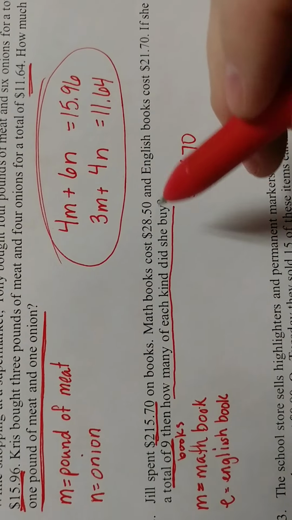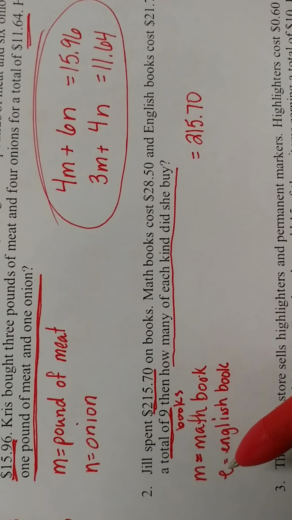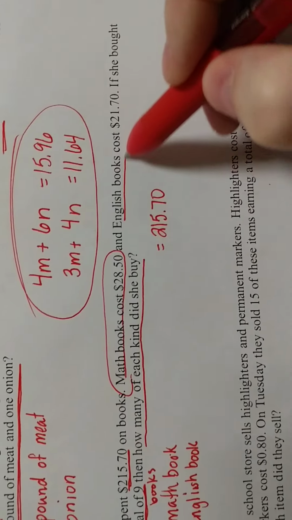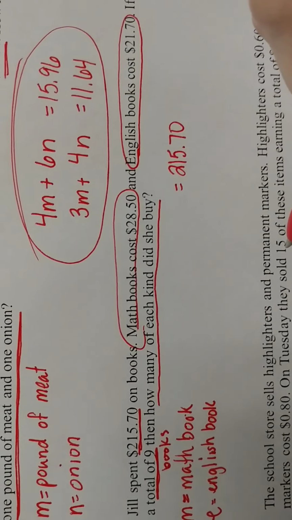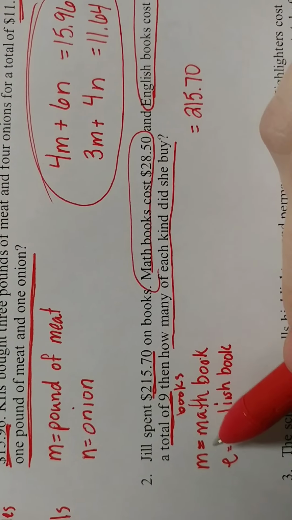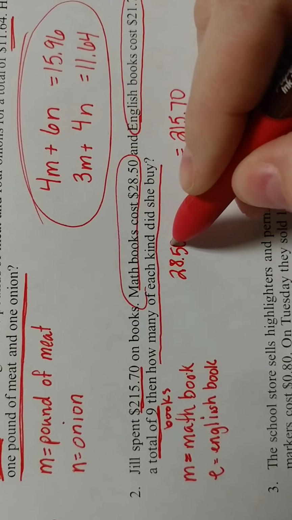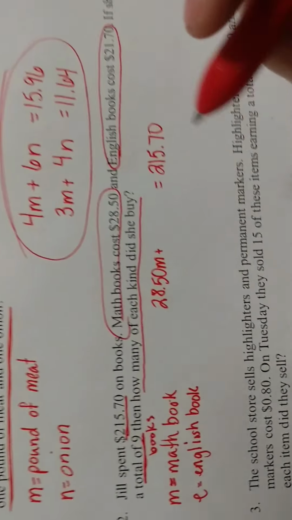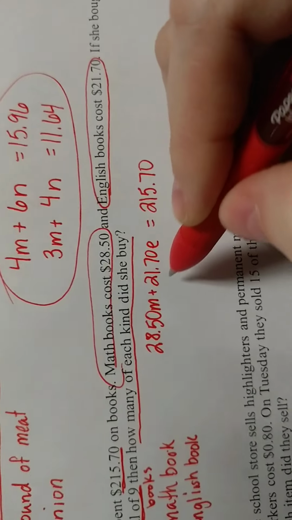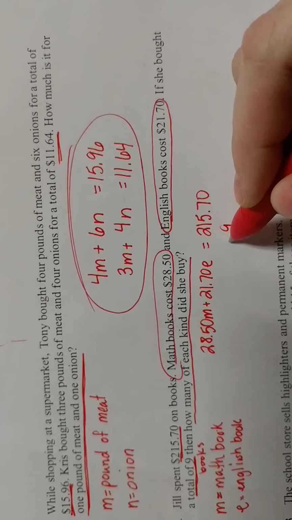So if math book, we need to find where they're talking about it. The only 2 variables we're allowed to use are math and English, and money. So right here we have that math books cost $28.50 and English books cost $21.70. That's the only time they talk about money with these books. So if I'm going to say 1 math book talking about price, that means 1 math book is $28.50. And 1 English book costs $21.70.